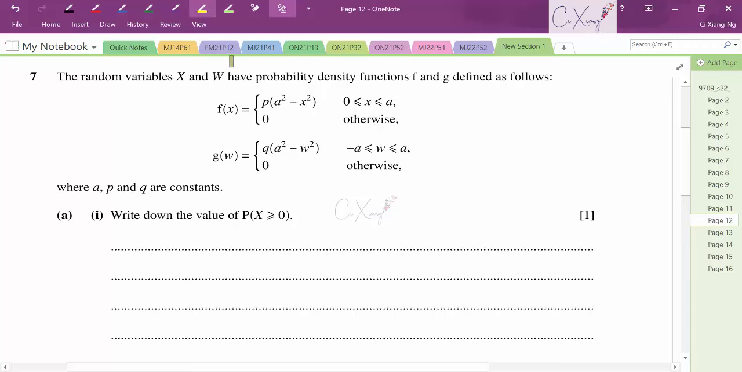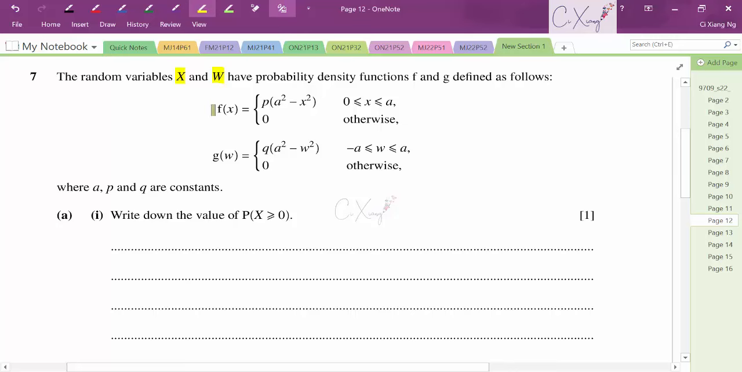Okay, so question number 7, and we are given the random variables x and w, with the probability density function for each of them. First they want us to write down the probability that x is greater than or equal to 0. So maybe we can try to observe the probability density function first.